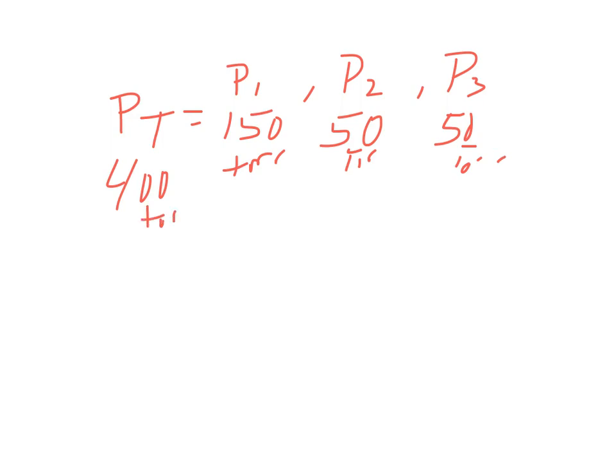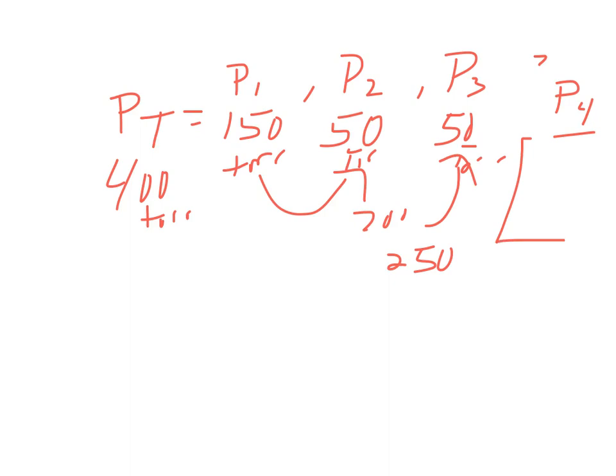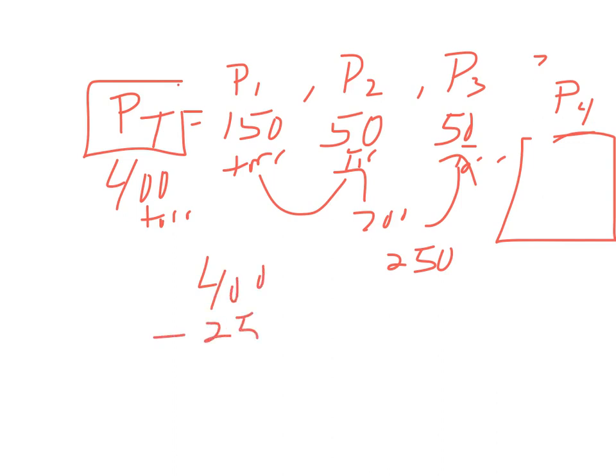and they want to know what your partial pressure is for the fourth partial pressure. Well, 150 plus 50, 200, plus another 50, 250. So what's going to be my fourth partial pressure if my total pressure is 400? 400 minus the 250. 150.